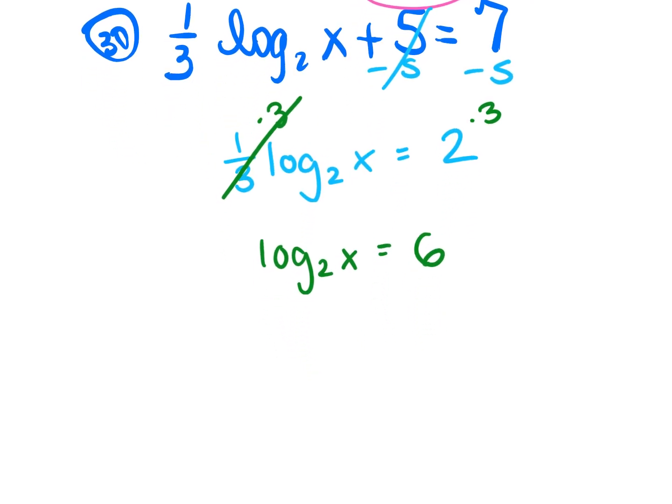Now how do we get rid of the log? Make the big base 2. So 2 to the power of log base 2 cancels. We're left with x is equal to 2 to the 6th power, which would be 64.